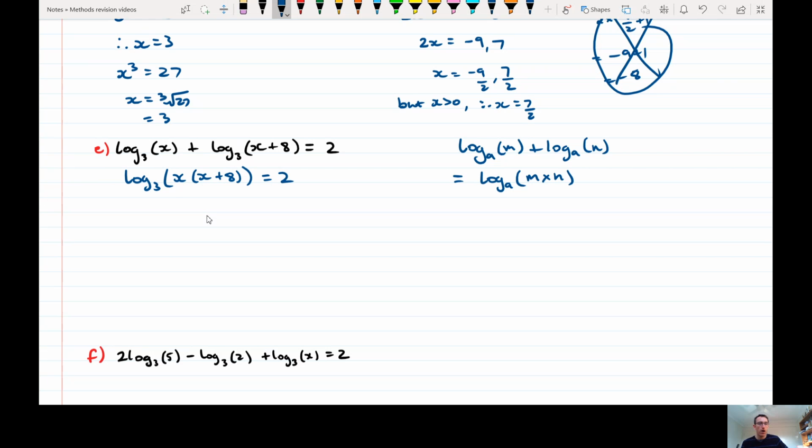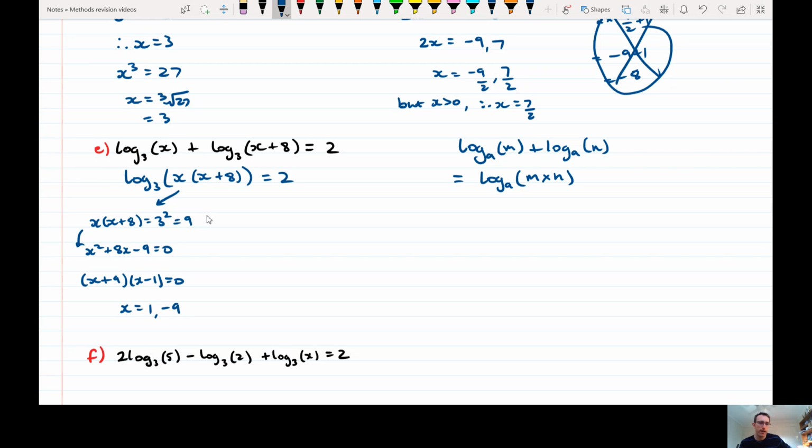Now at this point, I can do what I was doing before. I'm going over here, I can do, well, x bracket x plus 8 equals 3 squared, which is 9. And then I'm solving a quadratic equation, which I know how to do. Okay, x squared plus 8x minus 9 equals 0. x plus 9, x take 1 equals 0. x equals 1 and negative 9.